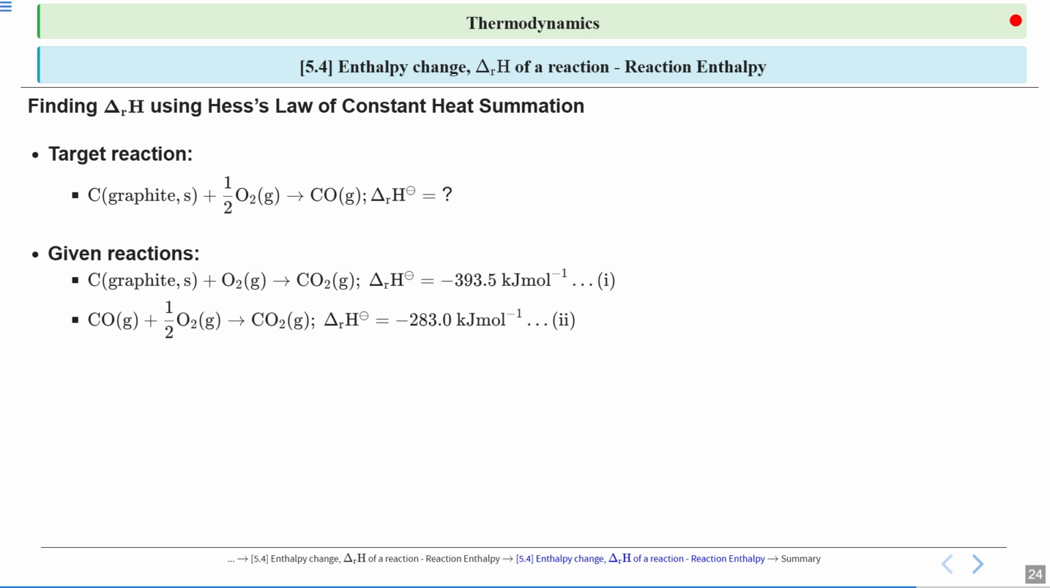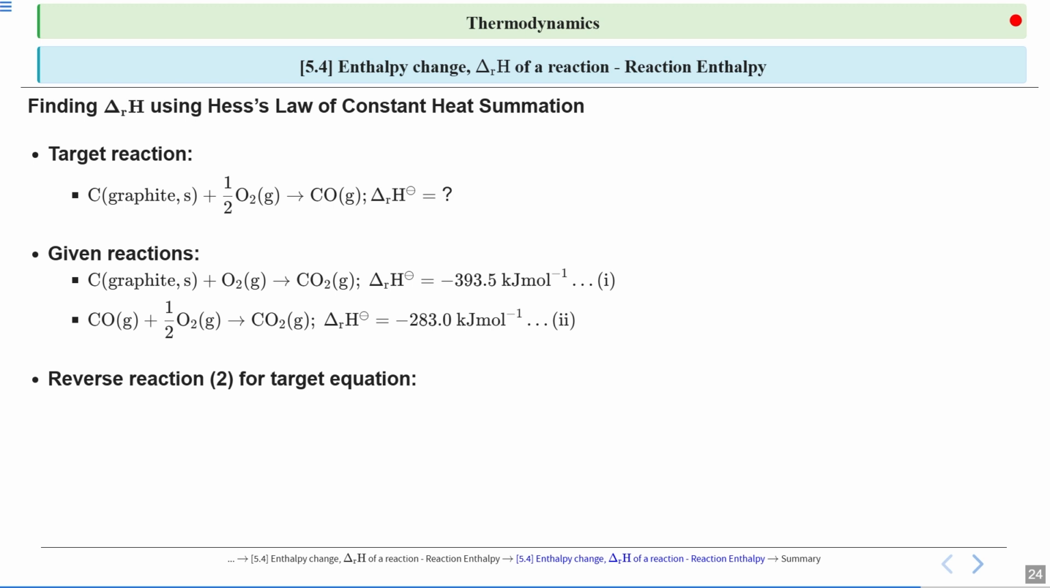But why do we not need to reverse the first equation? Because carbon graphite is already present on the reactant side. Okay, so we do not need to do anything with that equation. And it is also already present in the required stoichiometric coefficient. It has a stoichiometry of 1.